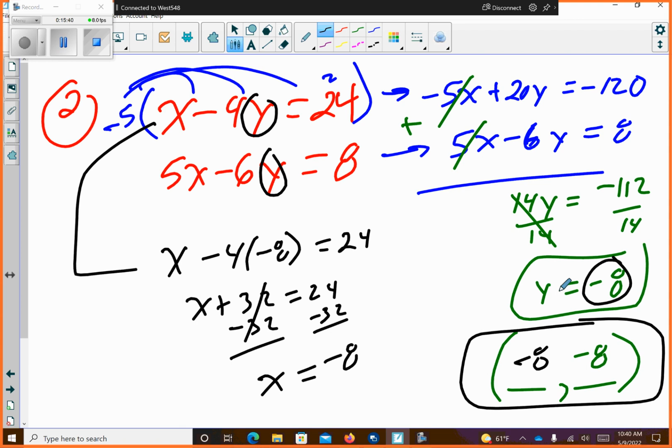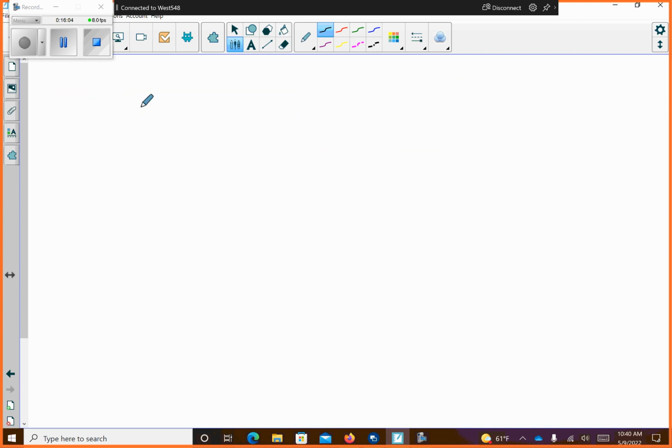So again, if I took my negative 8 comma negative 8 and plugged it into x minus 4y equals 24, I'd wind up getting 24 equals 24. That's awesome. If I plugged it into 5x minus 6y equals 8, plug negative 8 in, I'd wind up getting 8 equals 8. And that's what we want. Okay, my friends, just another word of warning.